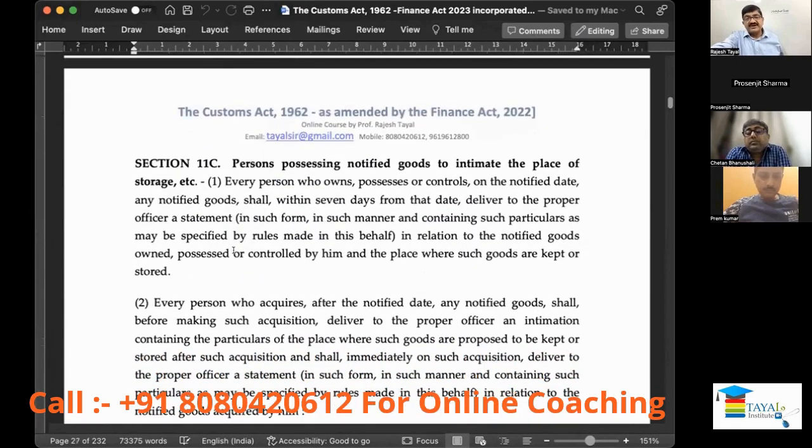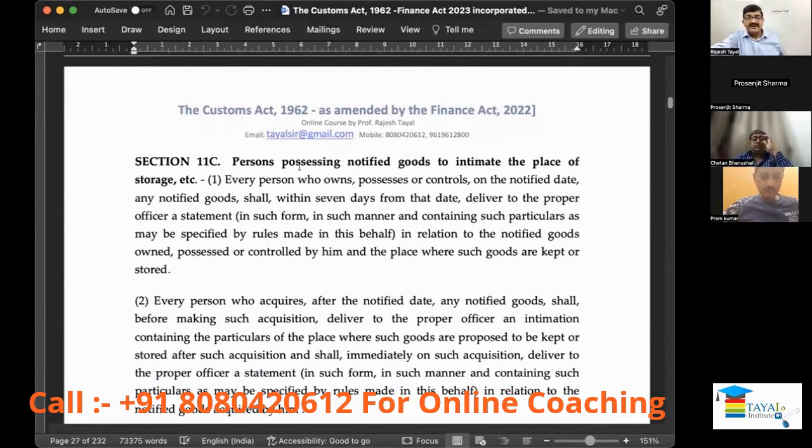Now, under section 11C, what is said is: person possessing notified goods to intimate the place of storage, etc. So when this notification is issued in respect of the goods, and somebody is already in possession of those goods, then what is to be done? Because these are the provisions for preventing the circulation also. So now he cannot circulate those goods? No, that is not the idea. The idea is that on the date of issue of notification, if somebody is already in possession of the notified goods, he is required to furnish the prescribed particulars to the officer. And what are the prescribed particulars? Quantity, place of storage, source from where those are procured, and relevant documents.